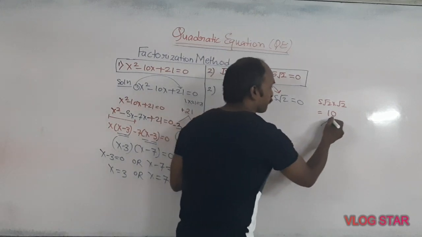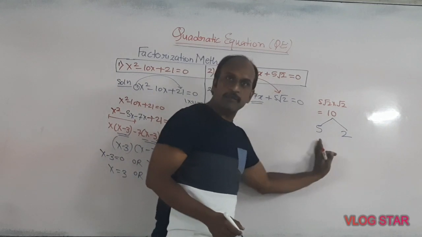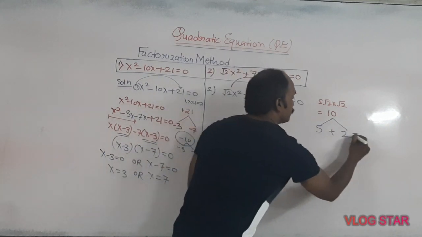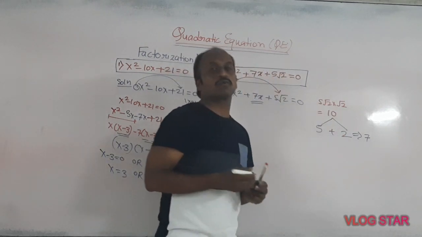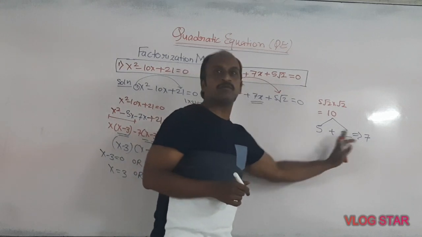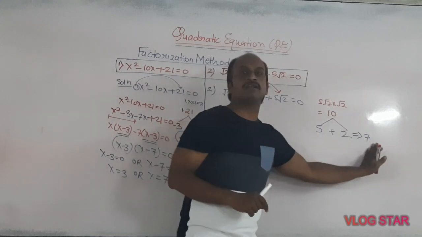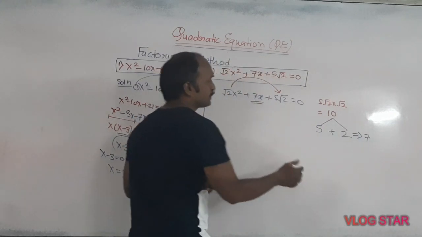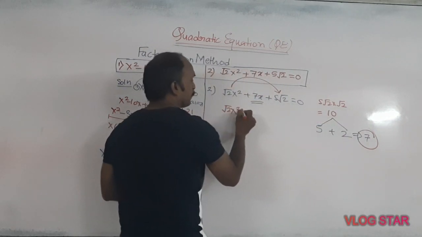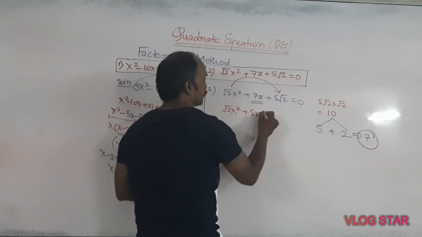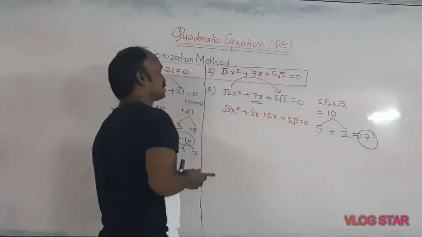And we know it's 5 into 2. If you add this 5 plus 2, you will get 7. If you multiply this, you will get 10. So what we have done, we have split this middle term into 5 and 2 such that multiplication is 10 and addition is 7. So we will write this middle term in the form of 5x and 2x. So root 2 x square plus 5x plus 2x plus 5 root 2 is equal to 0.